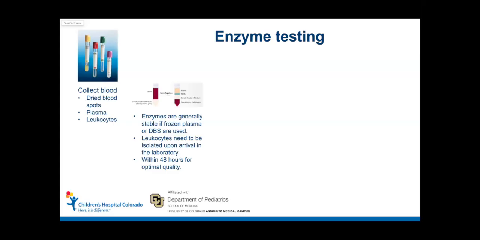So the enzymes are generally stable if you freeze them. And they're also generally very stable in dry blood spots. If we're trying to collect leukocytes and do a leukocyte assay, that's a little bit more difficult, and I'm going to describe that to you in a minute. And generally, if we're going to isolate leukocytes, we need to do that within 48 hours.